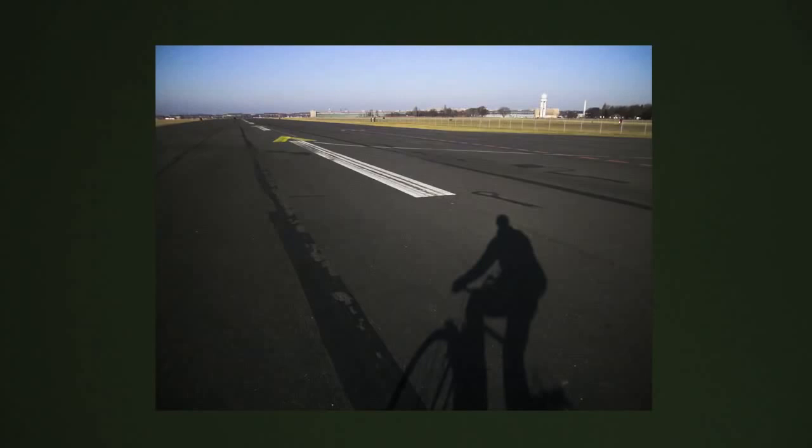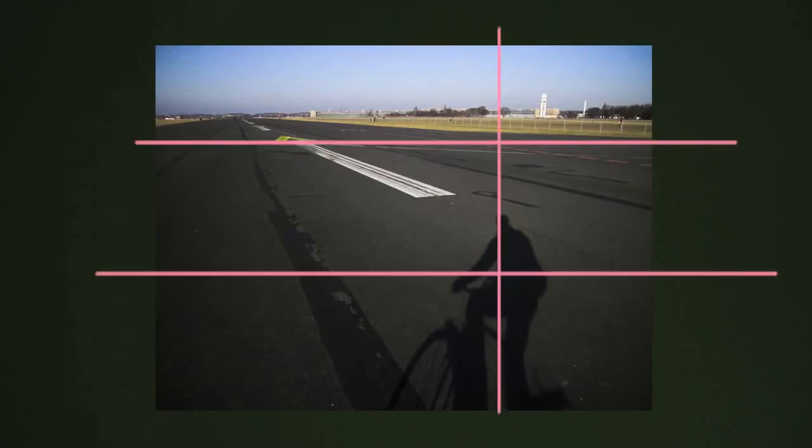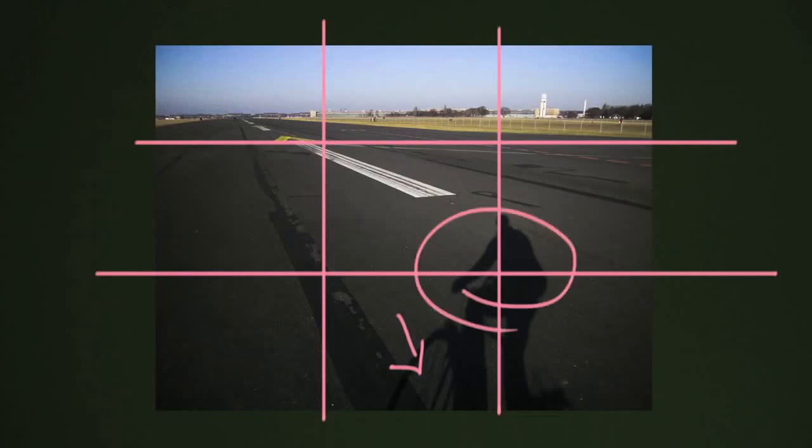Let's try this again. So my thirds would probably be right about here, and then I've got another third here and here. And I've put my shadow, so this is me riding my trusty bike. You all know how much I love my bike. And I put myself down here on the bottom third, and then I kind of used the top, and I didn't really want a lot of sky.